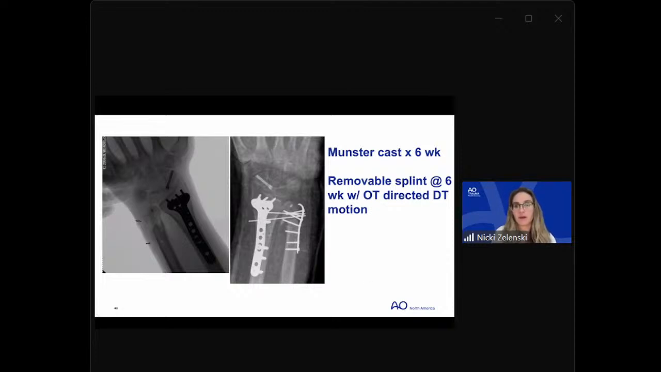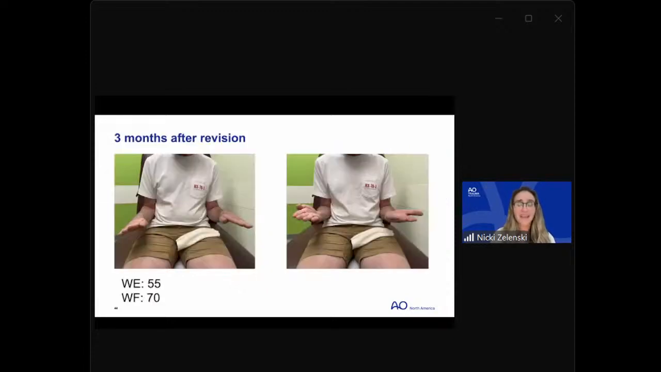I kept him in a Munster cast for 6 weeks. Then I gave him a removable Munster for another 6 weeks with OT that was directed at dart throwers motion. So it wasn't flexion extension. It's not ulnar radial deviation. It's dart throwers motion, as if you were throwing a dart, which unloads the DREJ. And I'm going to show his clinical outcome before his x-ray.